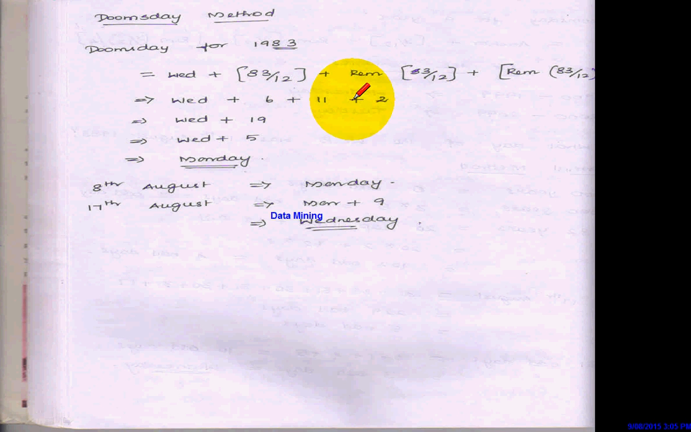Add all these values. So Wednesday plus 19. Again it exceeds the value of 7, so divide by 7 and you will get 5 as the remainder. So Wednesday plus 5, add 5 days to Wednesday, you will get Monday. That Monday is referred to as the doomsday. Now try to find the nearest doomsday for this date.